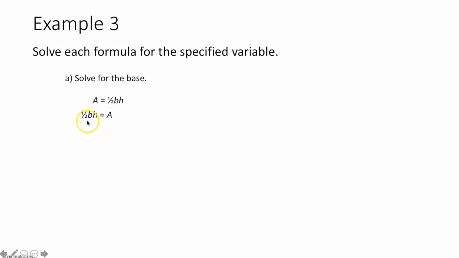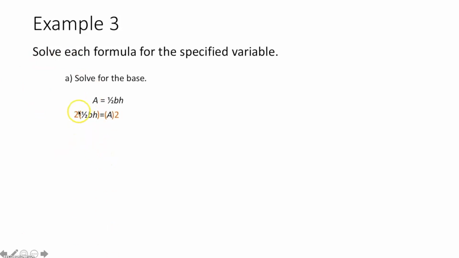Step 3, constants and other variables to the right. So the 1/2 and the h got to go over here. How do we do that? We'll start with the 1/2. Remember, anytime there's a fraction in the problem, you're going to multiply both sides by the least common denominator. And anytime there's one fraction, that would be the only denominator here, which is 2. So we're going to multiply everything by 2.